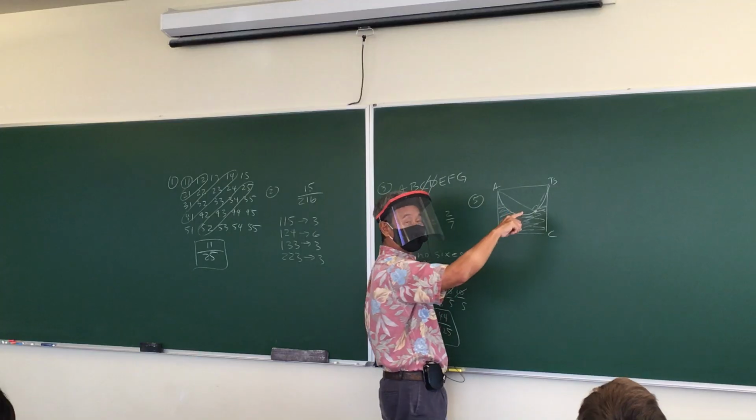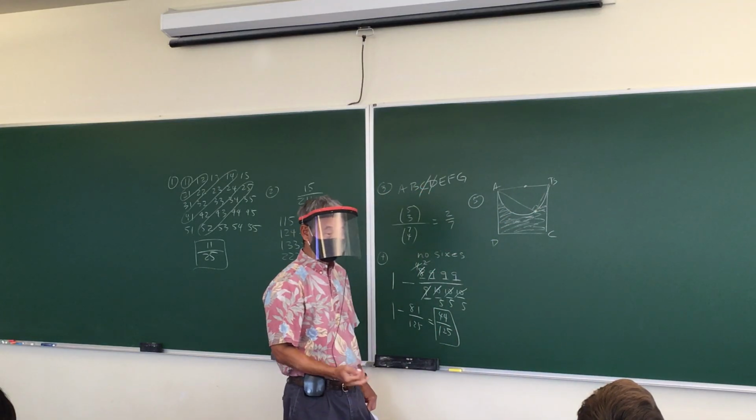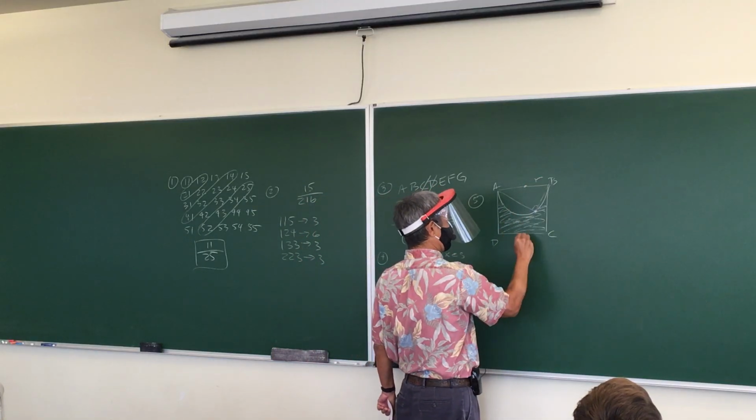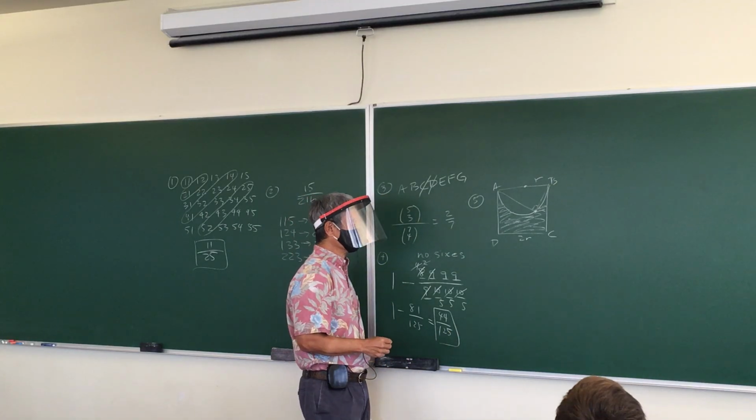Square minus semicircle. So what do you want to call the radius of the circle? You can call it anything you want. R? Okay, R. So that would make this 2R. So how do I find the area of the shaded region?